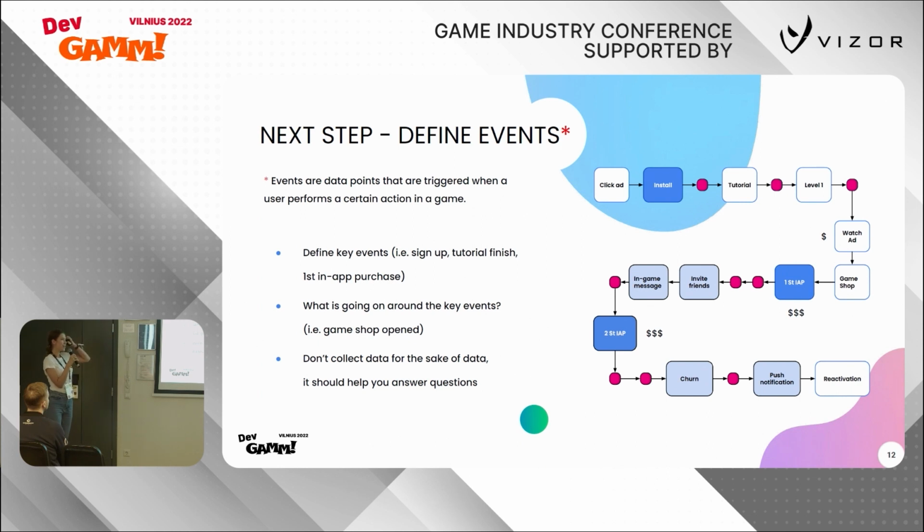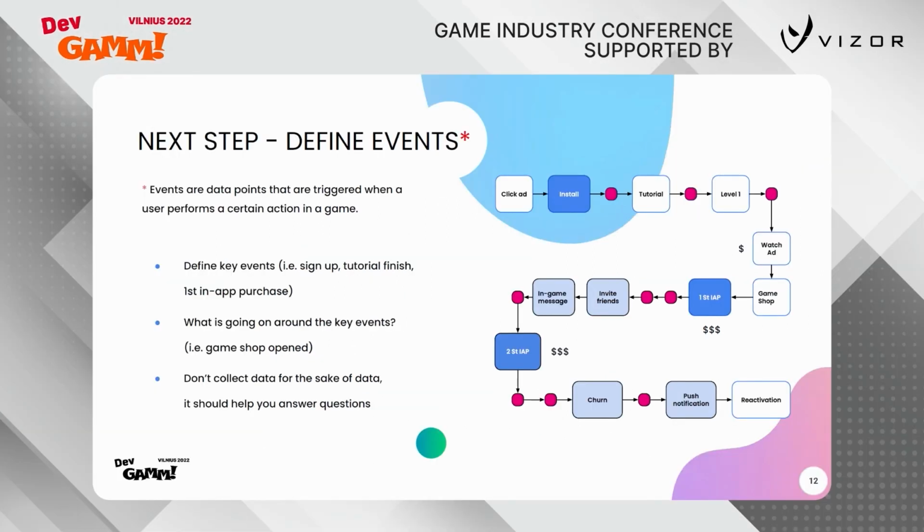Okay, and now imagine that we've chosen the analytics platform. What's the next step? The next step is to write the scheme or map of events. An event is any action, any data point that is triggered when a user performs a certain action in the game.